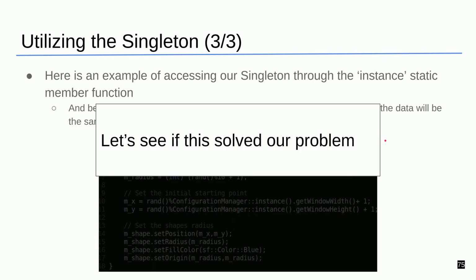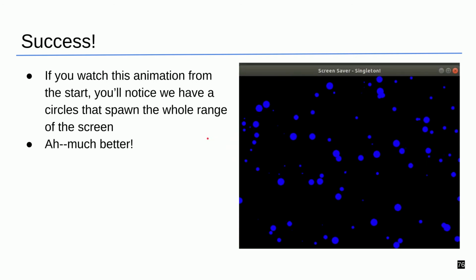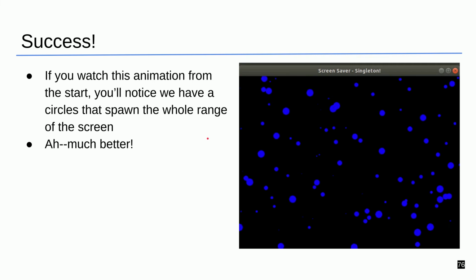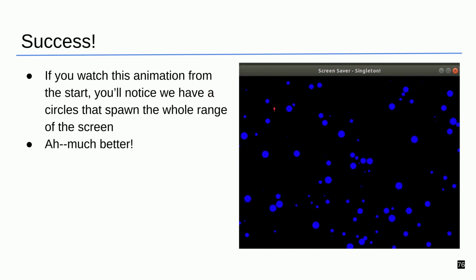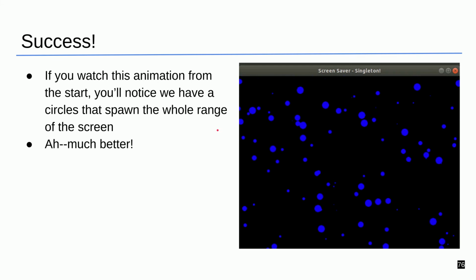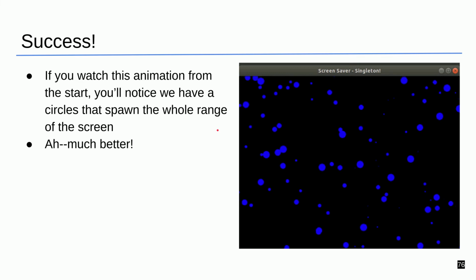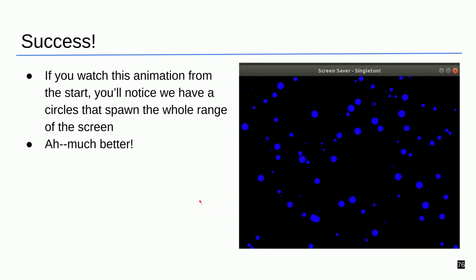Okay, so let's see if this solves our problem. And we let it run, and it does. If you watch this a few times, you'll believe me and see that these circles can be spawned in any location across our screen here. I'm going to let it start one more time so I can see if the problem's fixed, and you should see circles all over the place. Perfect.